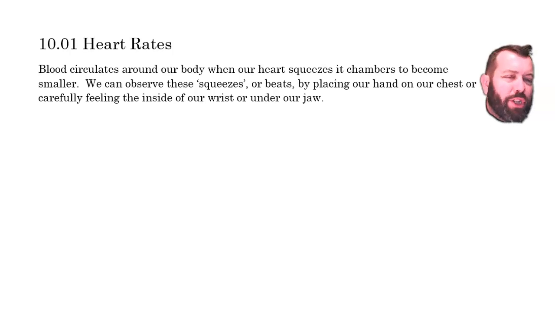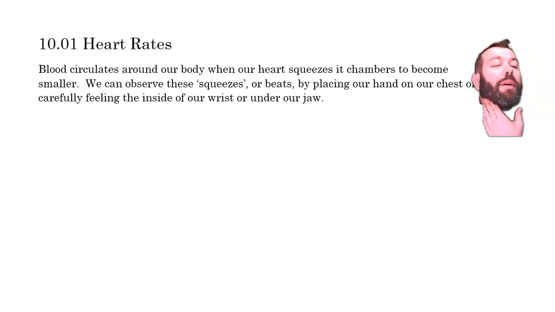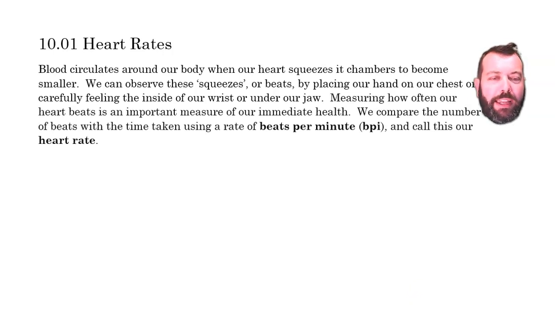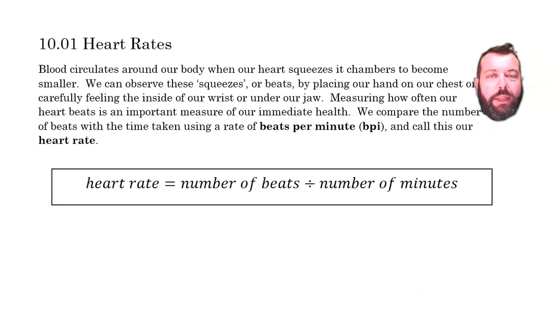So we might measure or observe those beats by carefully feeling up under our jaw, or maybe on our wrist, or some sort of electronic device maybe attached to your finger. But today we are interested not in measuring those things, but in calculating our heart rate in beats per minute. How many times it beats in each minute. It's called our heart rate. Now, we can calculate this because it's a rate: the number of beats divided by the number of minutes.